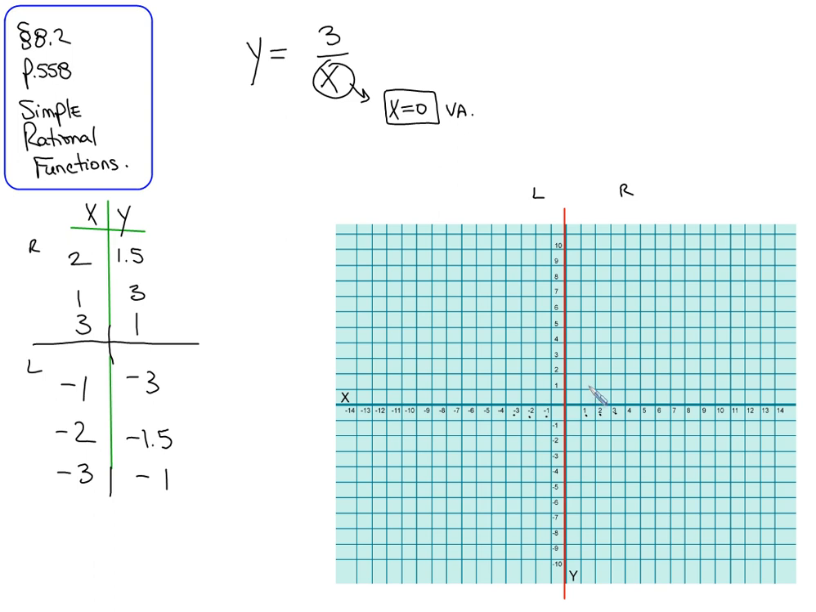So now I have 2, 1.5. I have 1, 3. I have 3, 1. And what this does, guys, is this goes like this. It's got to start moving towards its vertical asymptote. The question is, what happens with the other end of that curve? It turns out that we also have a horizontal asymptote on this graph. On this particular one, our horizontal asymptote is going to be y equals 0.